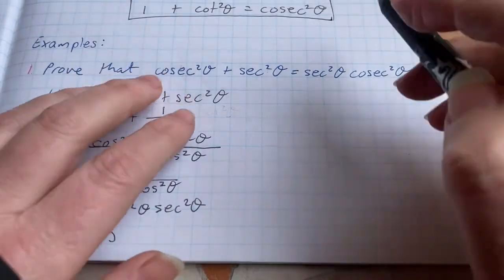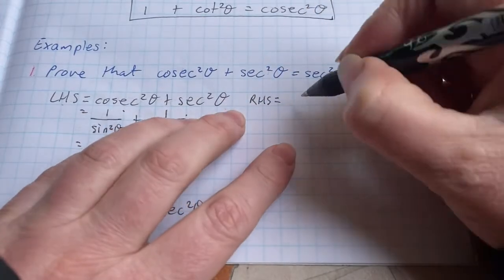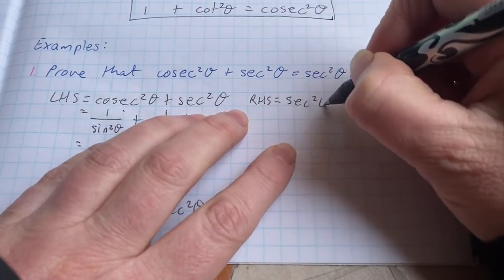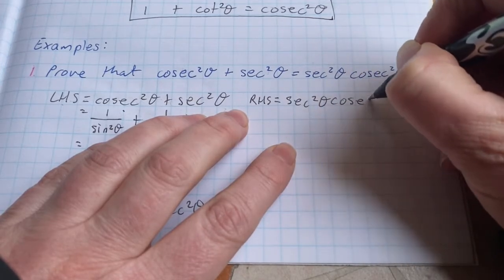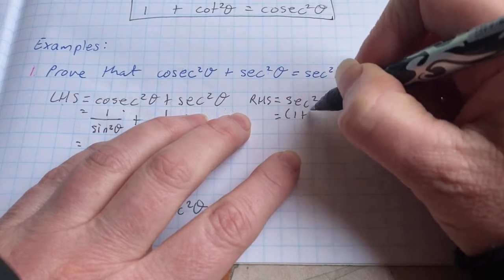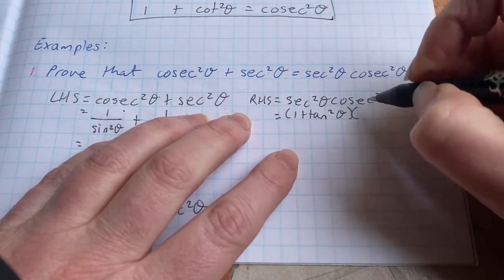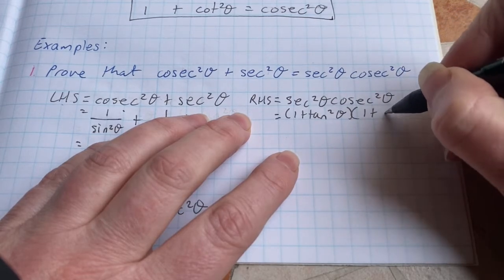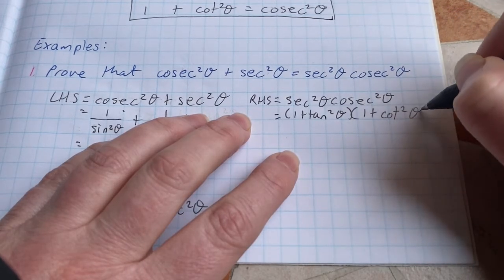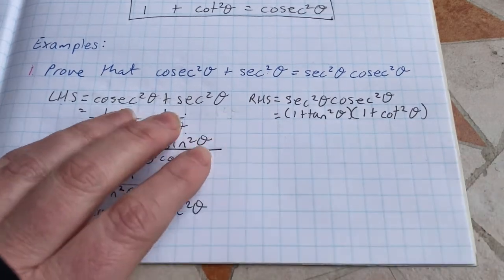So I'm going to do that one again, starting with the right-hand side. So the right-hand side was sec squared theta times cosec squared theta. Now, sec squared is the same as 1 plus tan squared theta, and that's multiplied by cosec squared, which is the same as 1 plus cot squared theta. So remember, 1 with a cot is cozy, 1 with a tan is sexy.